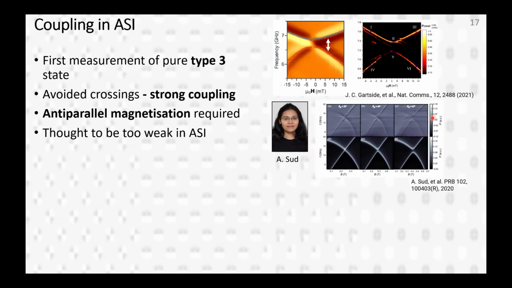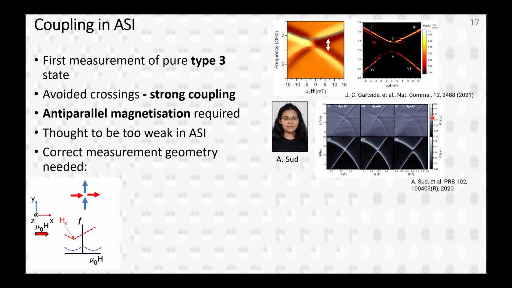This coupling was actually thought to be too weak in the artificial spin ice system. But it was actually because people weren't measuring in the right geometry. Previously, people would typically measure along one of the sublattices. And then one of your modes is going to look like this in the red, and your other one's going to look like this. So there's actually no point where these modes would have a chance to cross, where you'd actually see evidence of this avoided crossing.